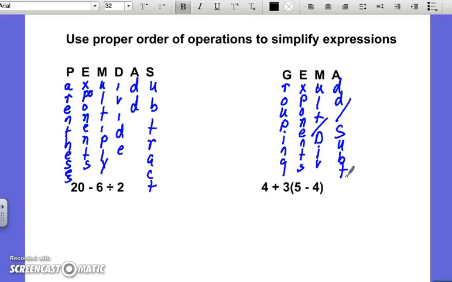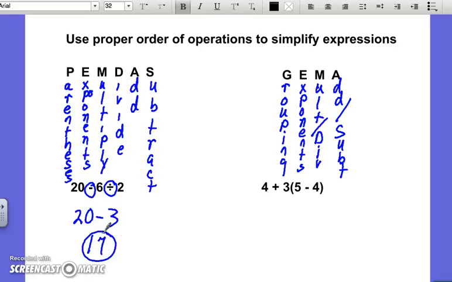So looking at these, we've got 20, look at our symbols. We've got a minus here, we've got subtraction, we've got division. So according to GEMDAS or PEMDAS, which one do we do first? We divide first. So that means 20 minus 6 divided by 2 is 3. 20 minus 3, this is 17.